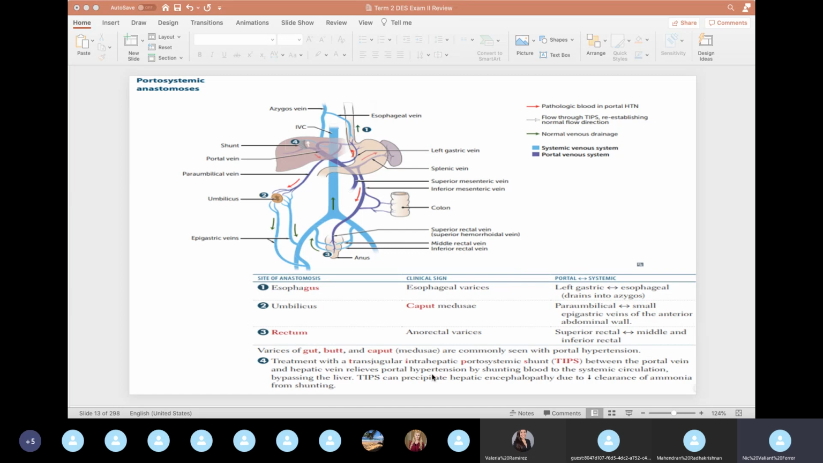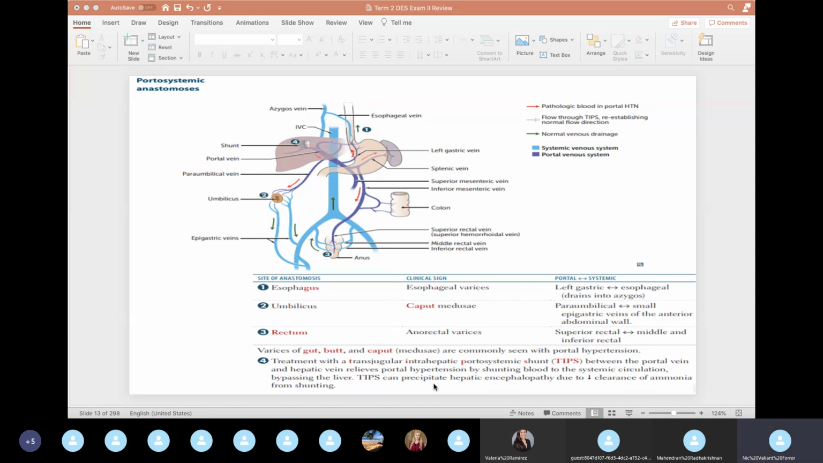Yes, you can do a TIPS, your transjugular intrahepatic portosystemic shunt between where? Portal vein and the hepatic vein. Why? To relieve portal hypertension. How? By shunting the blood to the systemic circulation, bypassing the liver.